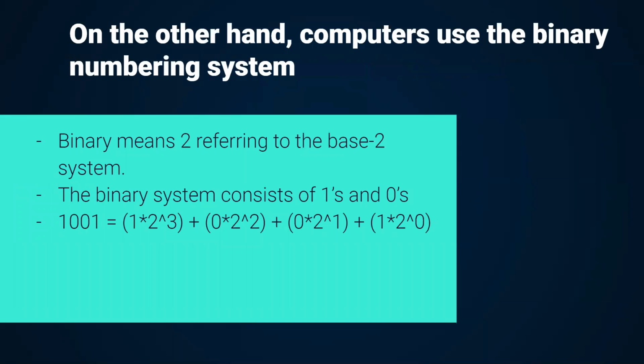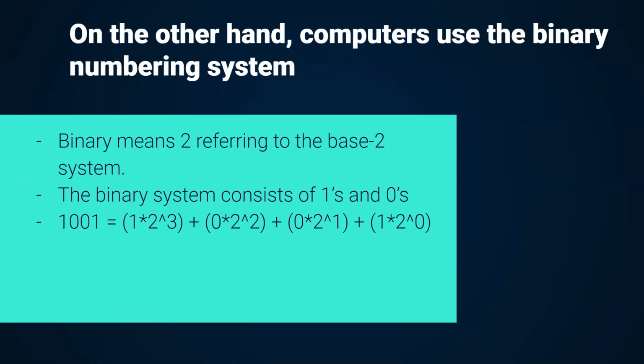Computers don't use that same numbering system. They use the binary numbering system. Binary means 2, and that's referring to the fact that we're using base 2 instead of base 10. You can see here in this example, 1001 equals 1 times 2 to the third, plus 0 times 2 to the second, plus 0 times 2 to the first, plus 1 times 2 to the 0. It's pretty straightforward how to read and understand that.